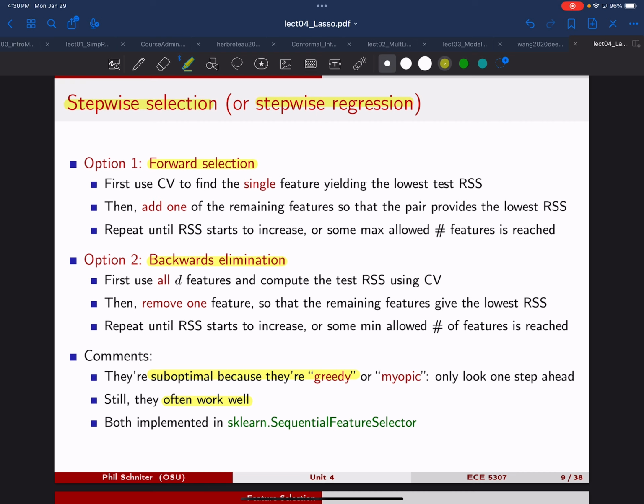Okay. You might get different results if you start from the full model or the empty and try to meet in the middle. They're not guaranteed to match. They might, but they might not.